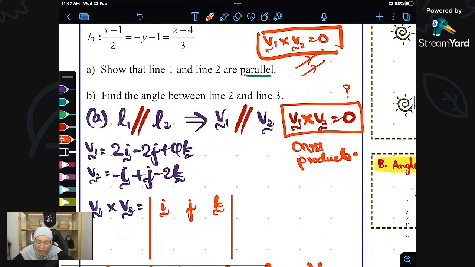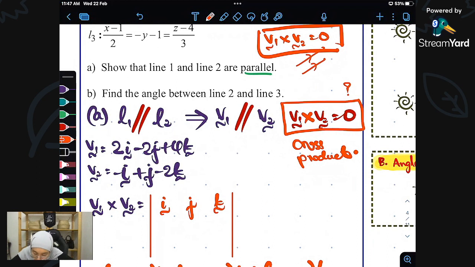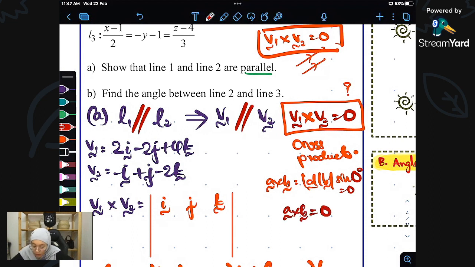Kenapa it's a cross product? Now let me tell you. It's a cross product sebab formula of the cross product adalah A cross B bersamaan dengan magnitude of A and B times it with the sin theta. Kalaulah sin theta ini adalah 0 degree, bermaksud dia flat lah, dia parallel, isn't it? 0 degree got no angle, so 0 degree. So if sin 0 is actually equal to 0, that's why the A cross B bersamaan dengan 0. Okay, sebab tu lah kita kena dapatkan V1 cross V2 will be equal to 0 sebab when it is equal to 0, it means it's parallel. It's parallel.